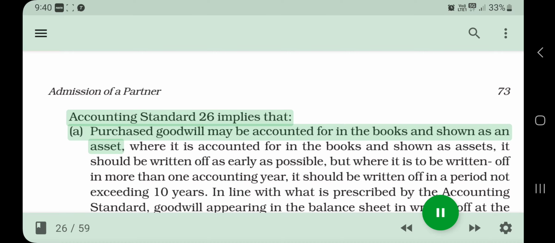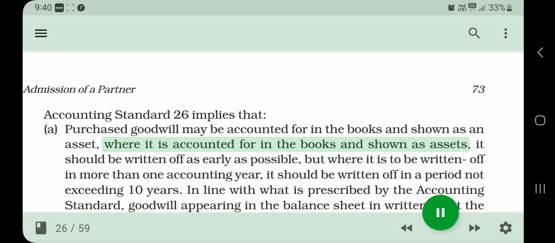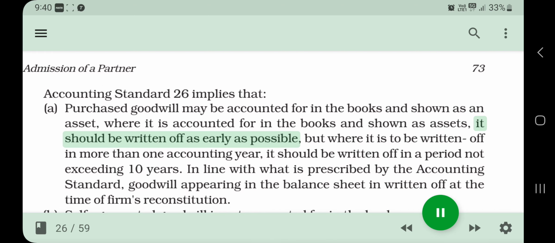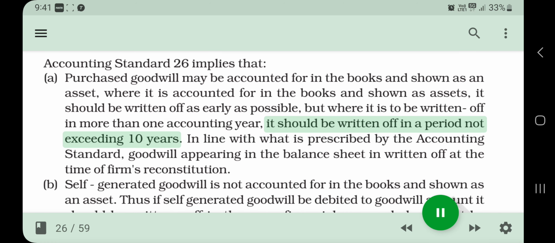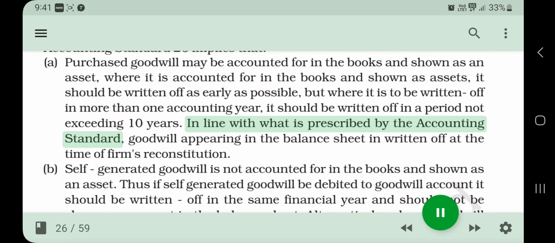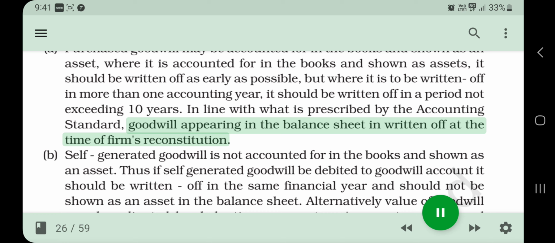Accounting Standard 26 implies that purchased goodwill may be accounted for in the books and shown as an asset. Where it is accounted for in the books and shown as an asset, it should be written off as early as possible. But where it is to be written off in more than one accounting year, it should be written off in a period not exceeding 10 years. In line with what is prescribed by the accounting standard, goodwill appearing in the balance sheet is written off at the time of the firm's reconstitution.